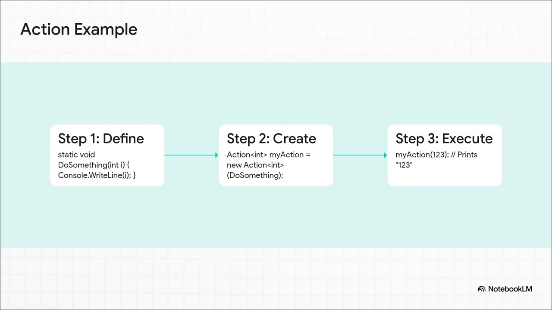And this is where things get really cool. Look at how this makes our code so portable. In that second step, we're basically wrapping up the entire DoSomething method inside a variable called myAction. We can then pass that variable all over our application and tell it to run whenever and wherever we need it to. We just call it like a regular method.